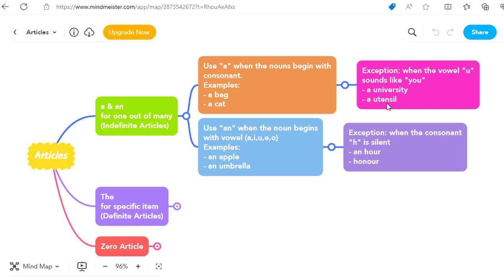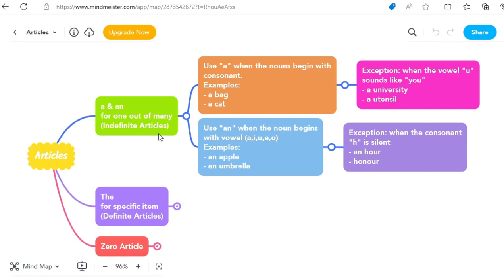The next one is the article an. The article an is used when the noun begins with a vowel sound, like an apple, an umbrella. It also happens with the words hour and honor, because the consonant H is silent, so we use an here: an hour, an honor.